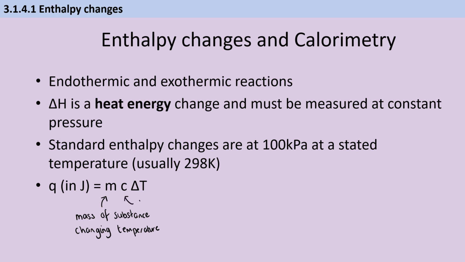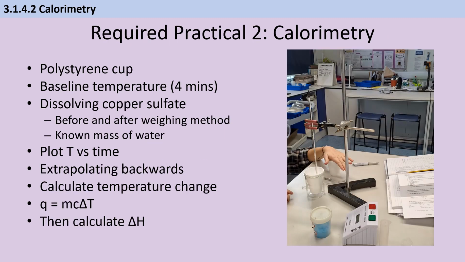Then c is the specific heat capacity, which you're going to be given in the question, and T is the temperature. And because it's a change in temperature, it doesn't matter if that is measured in degrees C or in Kelvin. For the second required practical, you measure an enthalpy change, and the one that is recommended is dissolving copper sulfate. We do this in a polystyrene cup in order to minimise energy losses to the environment.